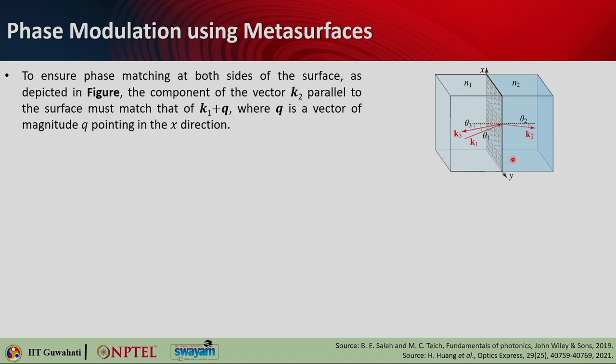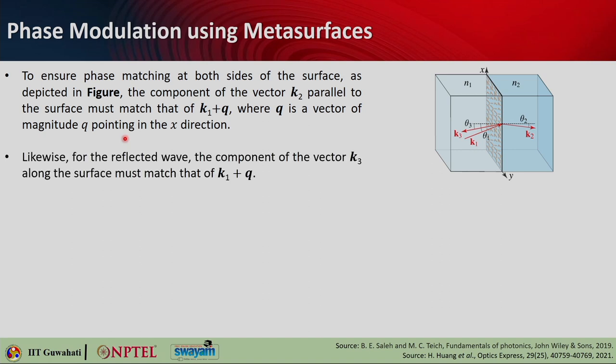as we have seen in this figure, what do we have to do? We have to look for the component of the vector k2 parallel to the surface. That will be the sine theta component, right? And that should match the surface parallel component of k1, which is again the sine theta component, plus that q vector. And q is a vector of magnitude small q that points in the x direction, because it is changing in x. So you can take it like that.